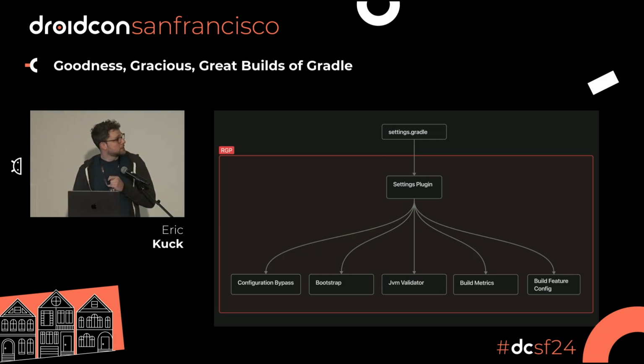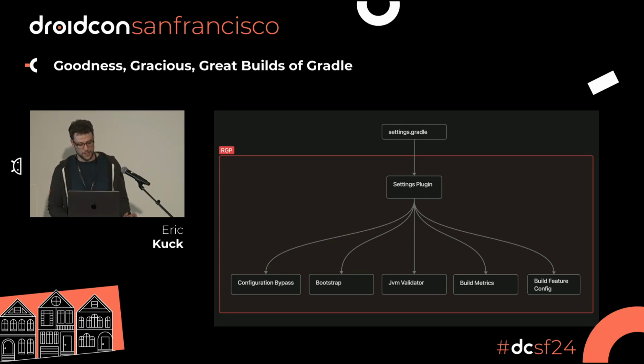So here's kind of a system diagram of the first stage of what we call RGP. RGP, Reddit Gradle plugin, is really several plugins in a trench coat. First, we start with what's here, the settings plugin, which, as the name implies, is applied to the settings.gradle file.